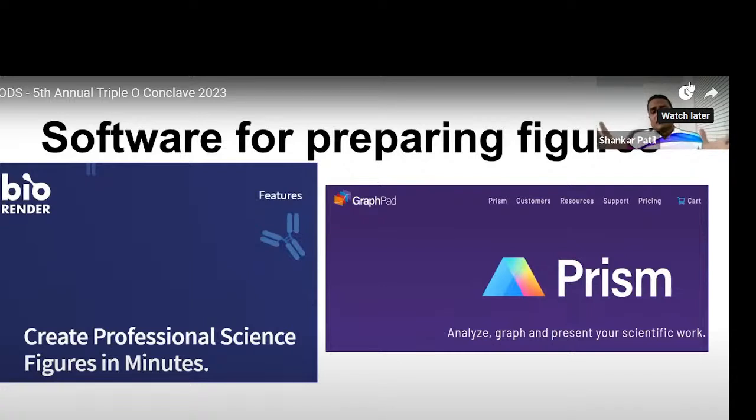For software used for preparing figures, I usually use BioRender. Some people use Prism or GraphPad also. BioRender is available; initially you can try it for free, but in the free version you have very few images. If you pay, there is a monthly or yearly subscription, so you can use images from BioRender to create your own images. Suppose you don't have an original image of your own, you can create one using this software. And if you use BioRender and submit a manuscript, there will be no copyright issues.